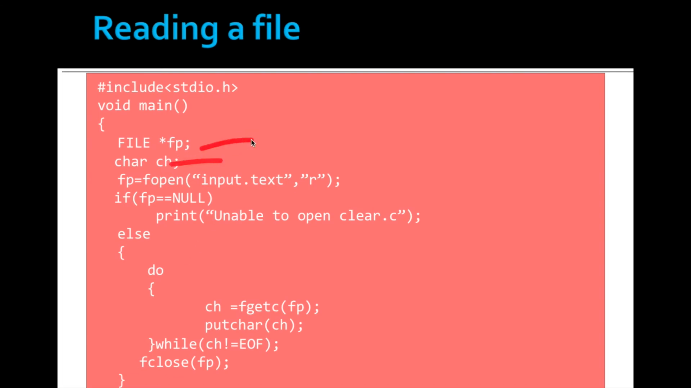So let's see one example. We have declared a file pointer, we have declared a character, and we are opening a file in read mode. Now, if fp equal to NULL, it means there is a problem in opening the file, so it will give a message. Otherwise it is going to read one character from the file until end of file occurs. So it reads one character through fp, the file pointer, stores it in ch, and we write it on the screen. At the end of the do while loop, it will check whether the character equals EOF. If no, then again it will go up and read the next character. So this procedure is repeated until the end of file occurs.